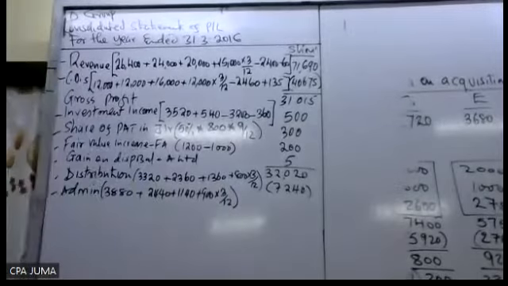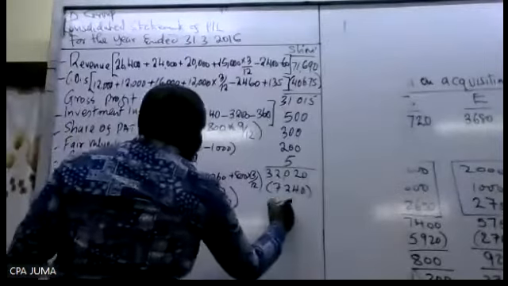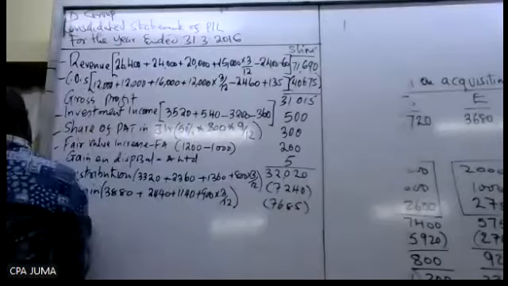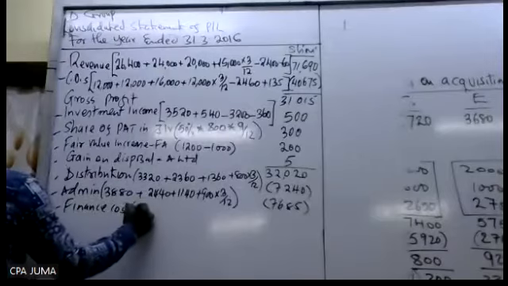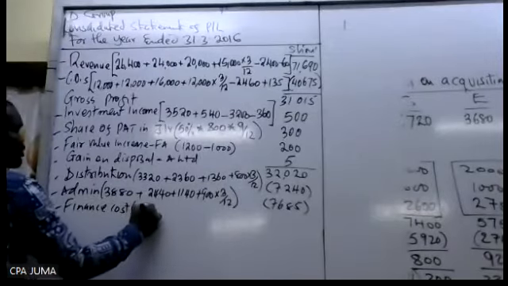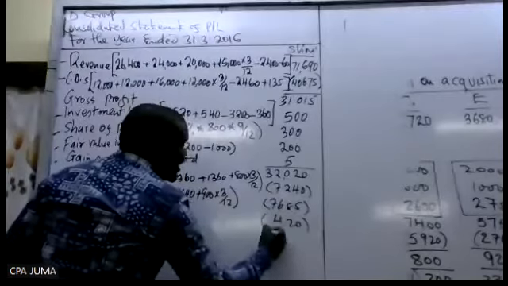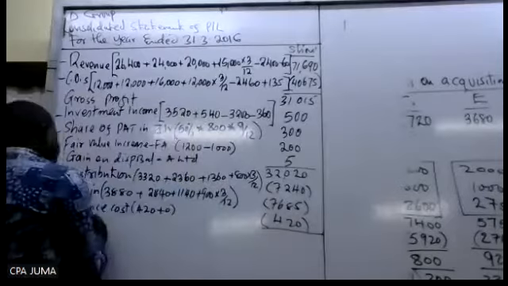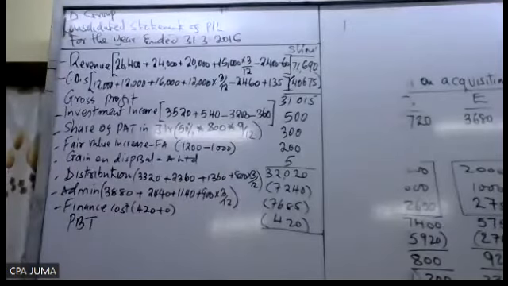You get 76, 85, 76, 85. Give us finance cost. So finance cost, we add 420 plus 0. That is for 20. So give us profit before tax. PBT. What is difficult in this thing?